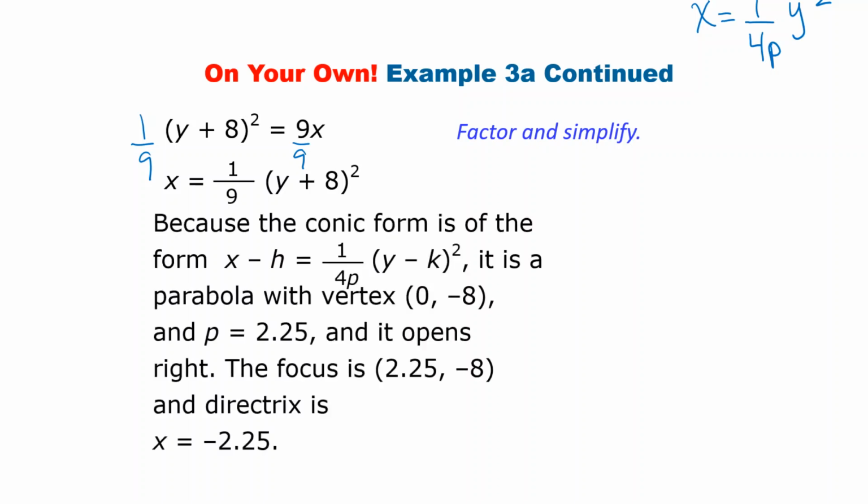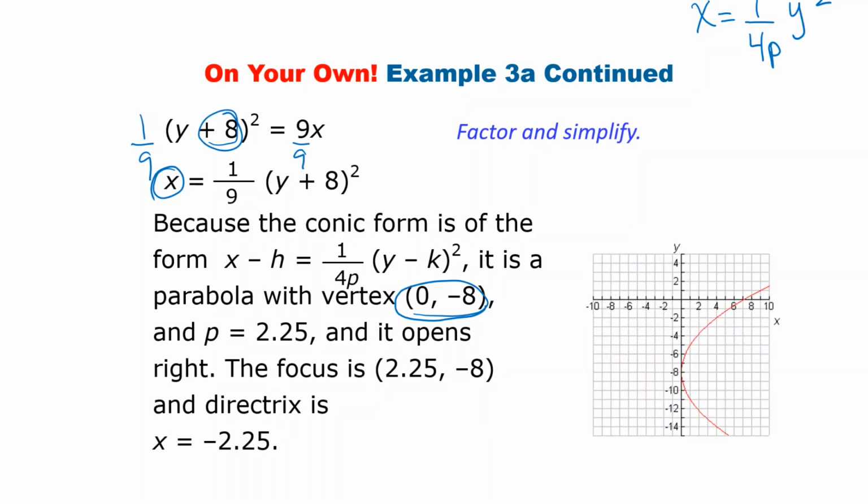So because the conic form is x minus h equals 1 over 4p y minus k squared, it is a parabola with a vertex at 0, -8. All right, because the x had nothing added to it, and then this would be -8. And the p equals 2.25, and it opens to the right. The focus is at 2.25 and -8, and the directrix is x equals -2.25.